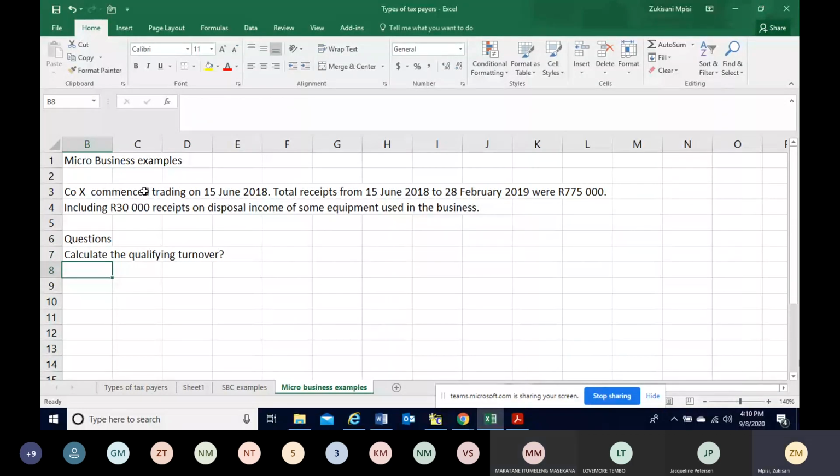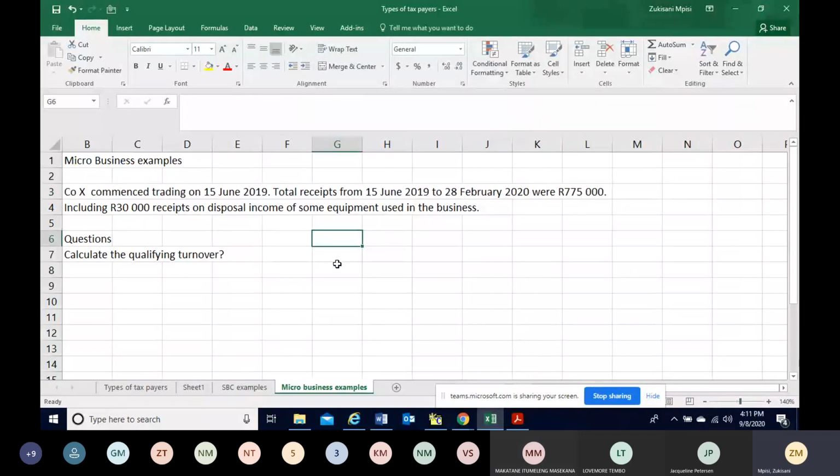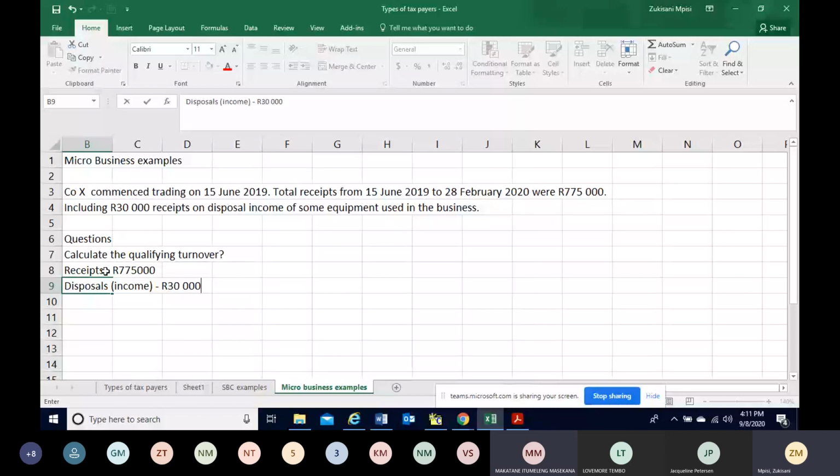Right, so this is the question. Company X commenced trading on 15 June 2019. Total receipts from 15 June 2019 to 28 February 2020 were 775,000. We are told that the disposal income was 30,000. So the question is, calculate your qualifying turnover.